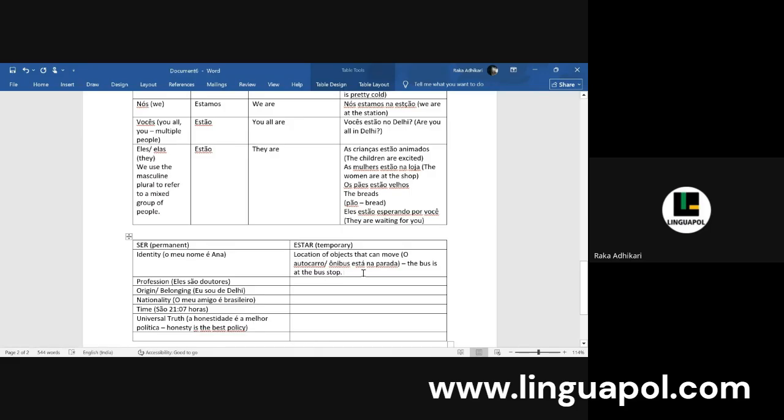The bus can move at any point of time. It can be at a different location. That is why the location of the bus is temporary. That's why you are using the star verb. Then feelings or emotions. These are again temporary. So we will use the star verb.